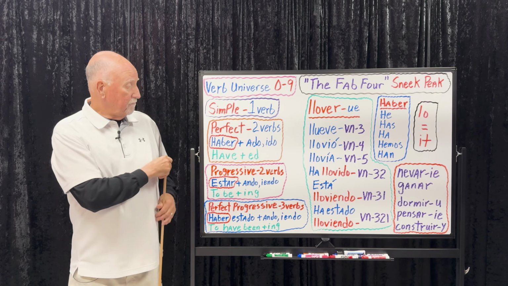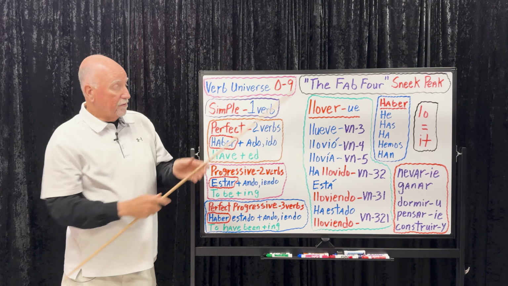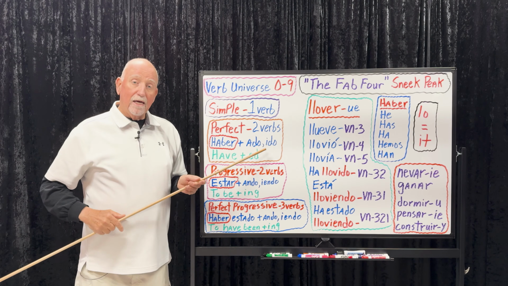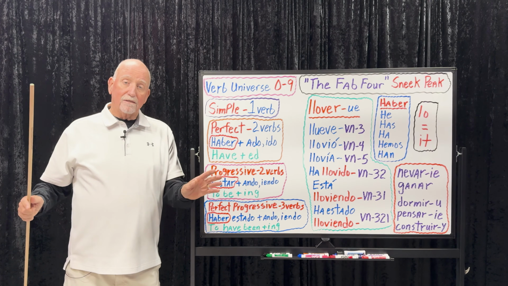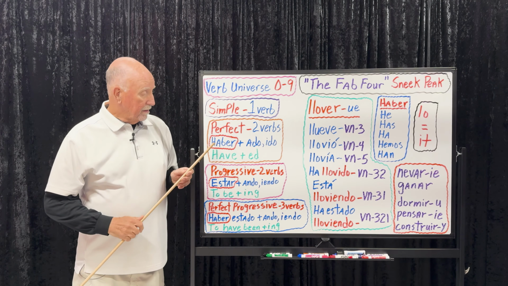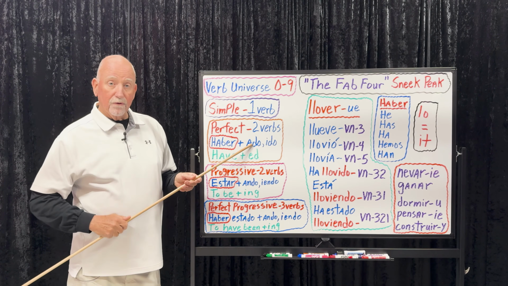So if I want to say, I have eaten, I would take he, H-E, over here. Then I would take comer, take the -er off, and add -ido. He comido, I have eaten. Okay? If I want to say, we have finished, take the verb terminar. We have finished would be hemos terminado.